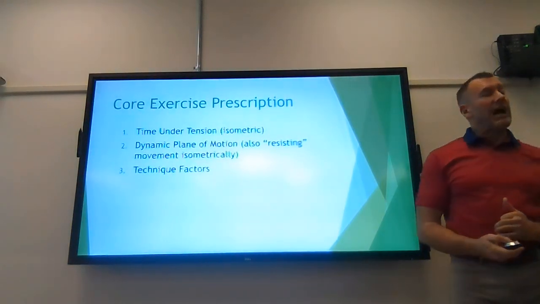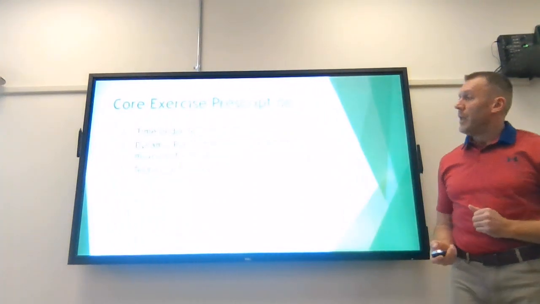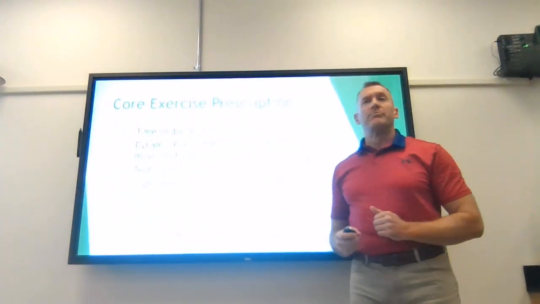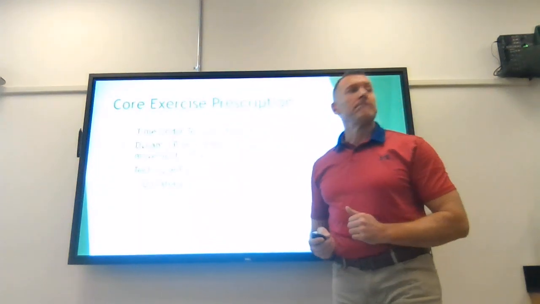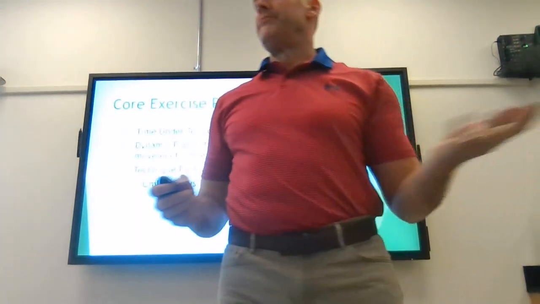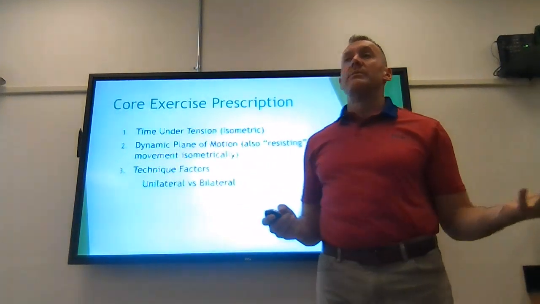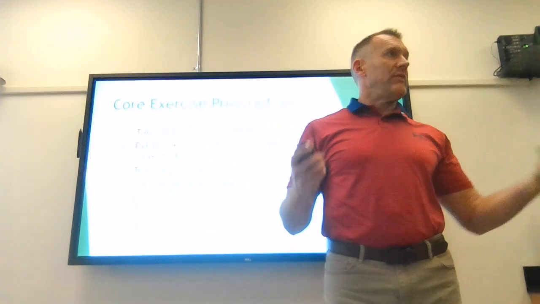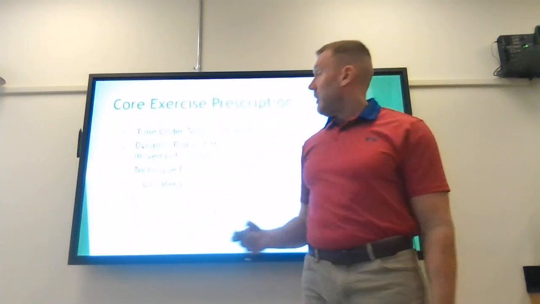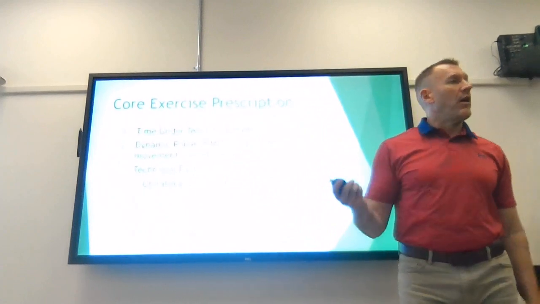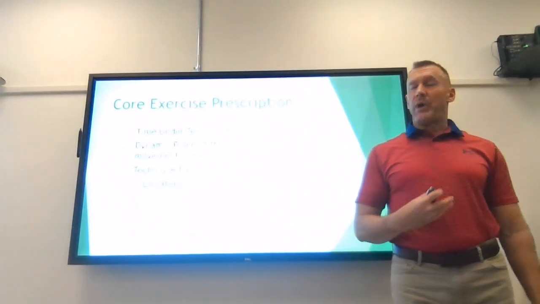Okay, technique factors. So this is the third thing. So basically three things involved here. So unilateral versus bilateral. What does that mean? Yeah, so one arm or one leg. So single leg squat, okay, is a great core stability exercise because if you have an unstable core, it's going to be really difficult to do a single leg squat, okay? Also, lifting a weight with one arm creates greater demands in this area to keep your posture.